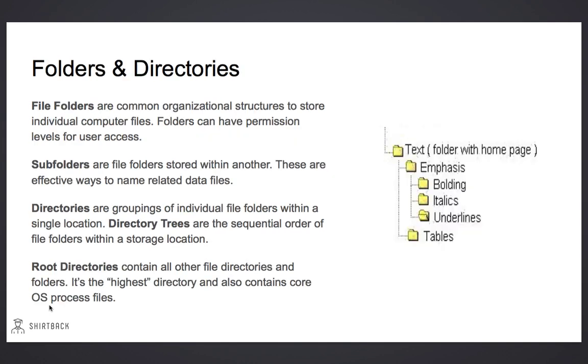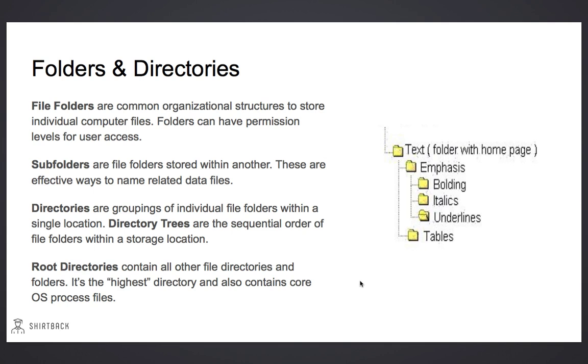Within a file management system, we will see folders and directories. File folders are the common organizational structure we use to store individual files. We typically may have permission levels for user access to different folders. Subfolders are file folders that are stored within another. These are effective ways to name related data files.